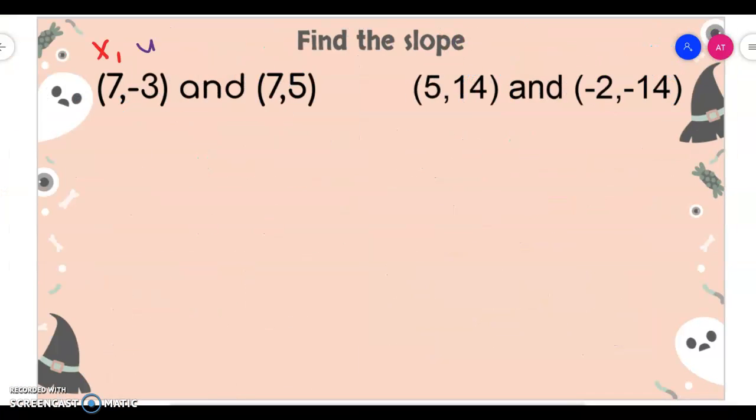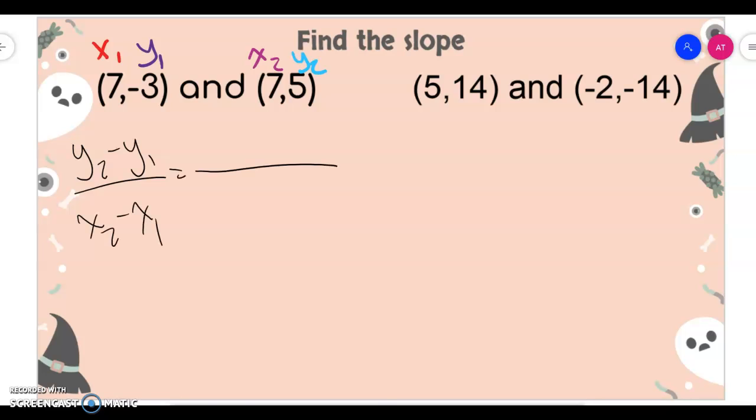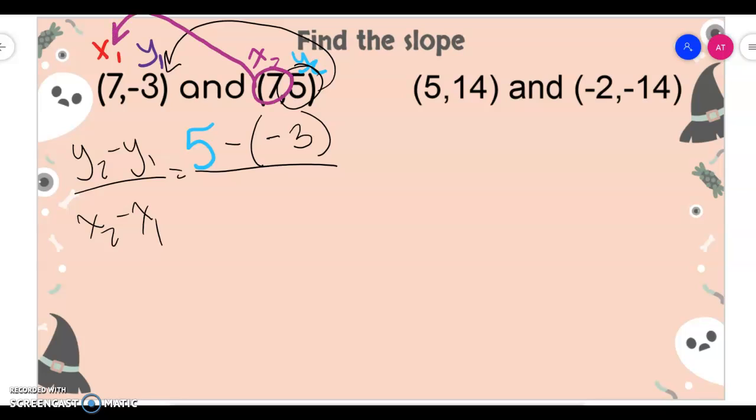x1, y1, x2, y2. What's the formula? y2 minus y1 over x2 minus x1. So now I'm going to take my y2 and subtract it from my y1. Since this is a -3 and for my y1, put it in parentheses. It'll be a lot easier to understand once we start subtracting. So on the bottom I have 7 minus a 7.